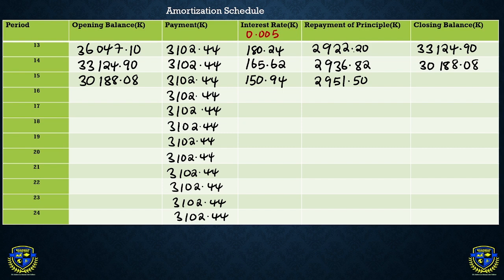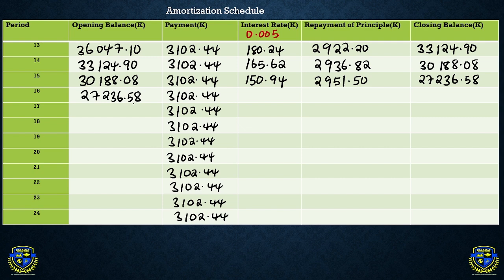this is going to give us a 27,236.58. Now this being the closing balance, it's going to be the opening balance in period 16, which is 27,236.58. Okay.